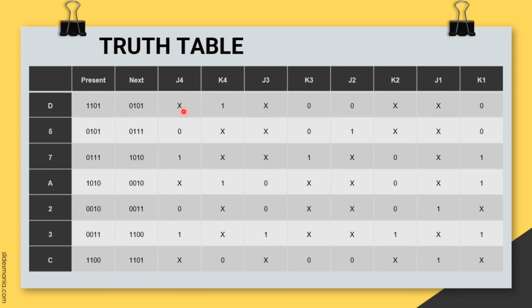Now for the second step, 1 to 1 gives J3 don't care and K3 is 0. Third step is 0 to 0, J2 is 0 and K2 don't care. And the last step for the first row is 1 to 1, J1 don't care and K1 is 0. Do the same steps for all the counts.